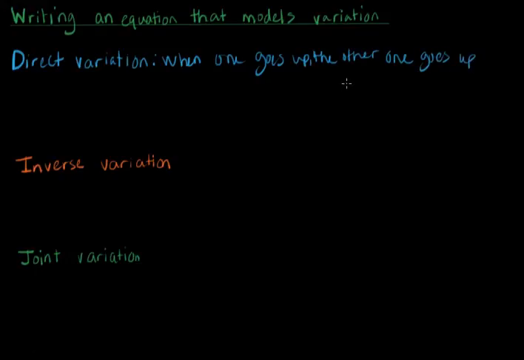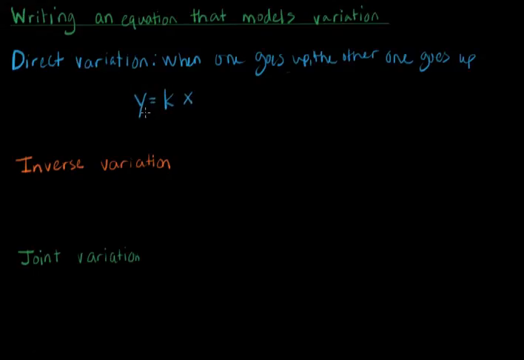It means that when one goes up, the other one goes up. This is like time spent studying and your final exam grade, which probably have a direct variation, right? When one goes up, the other one goes up. The more time you spend studying, the better grade you get. That's a direct variation. And there's a general equation that always tells us what a direct variation looks like. It's y equals k times x.